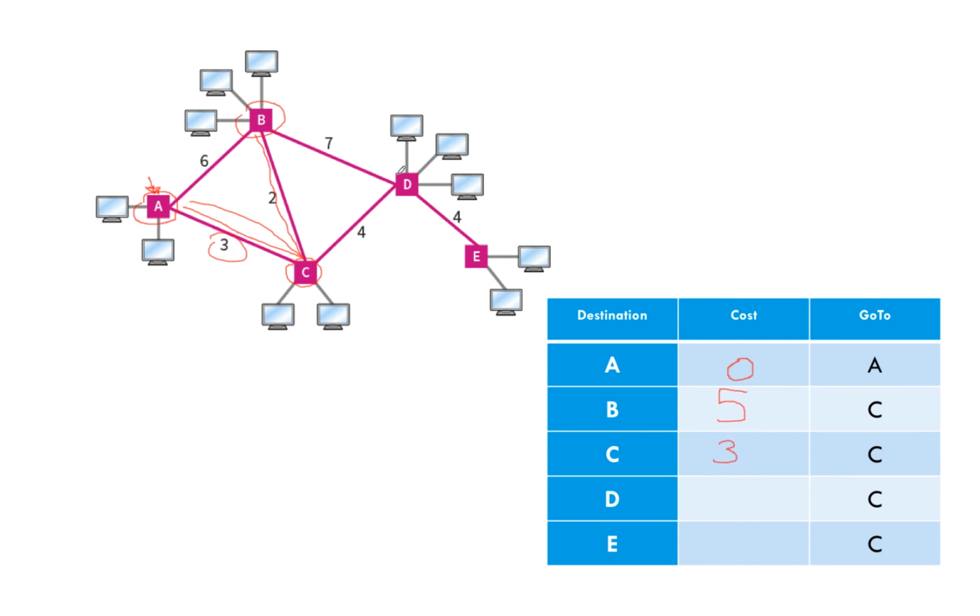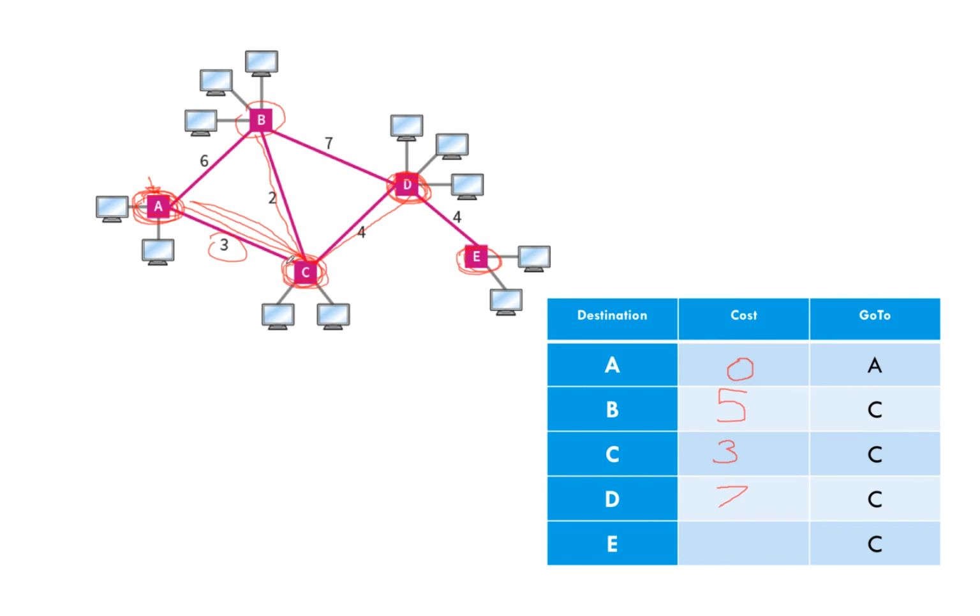For the next one, I need to get to D, because that's my destination address, and I'm already at A, and it wants me to go via C. So I go from A to C at a cost of 3, I go from C to D at a cost of 4, add them two together, and it gives me a total cost of 7. And for the final one, I need to get to E, and it wants me to go via C.